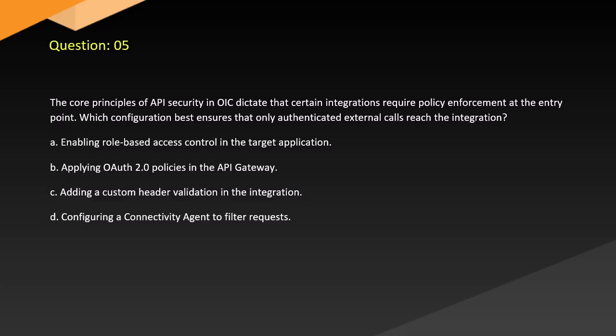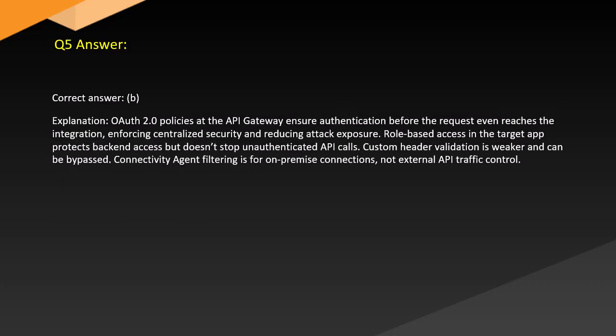A. Enabling role-based access control in the target application. B. Applying OAuth 2.0 policies in the API gateway. C. Adding a custom header validation in the integration. D. Configuring a connectivity agent to filter requests. Answer. Correct answer: B. Explanation.